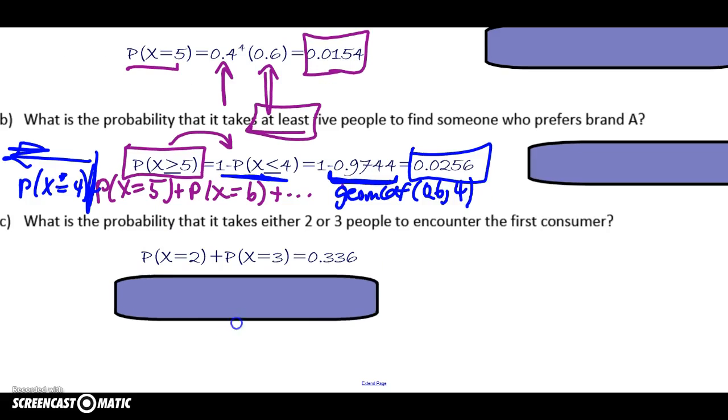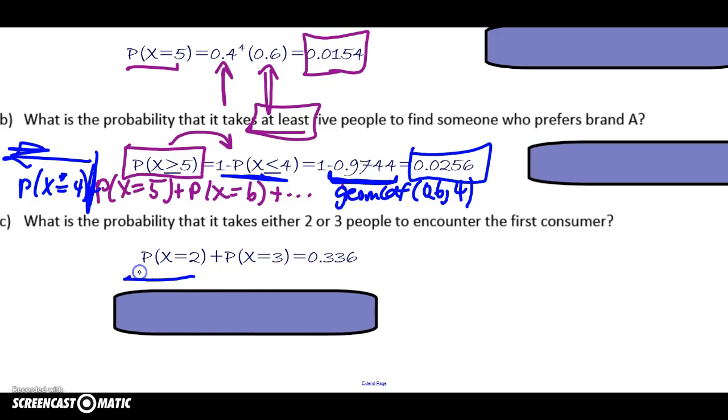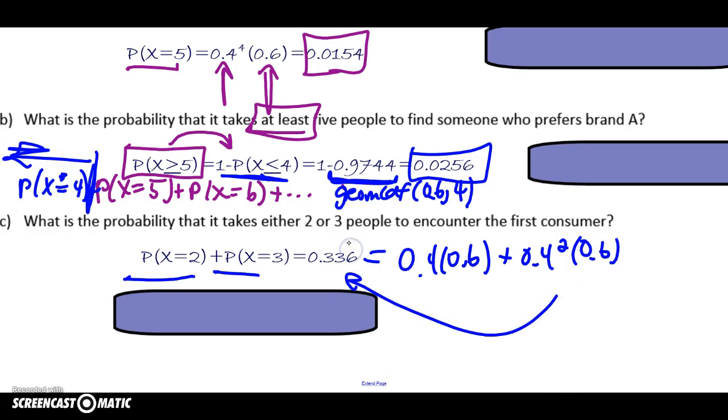What's the probability that it takes 2 or 3 people to find the first consumer? Well, that means the success happens on the 2nd or 3rd, which is 0.336. Or, in other words, 0.4 times 0.6 plus 0.4 squared times 0.6. And that gives you your 0.336.